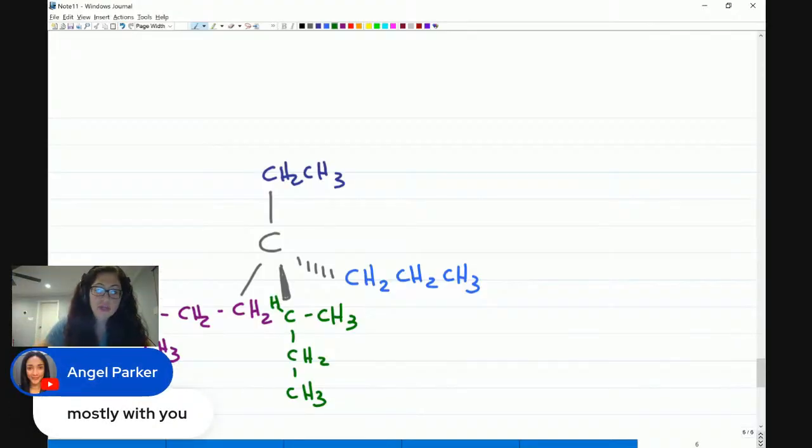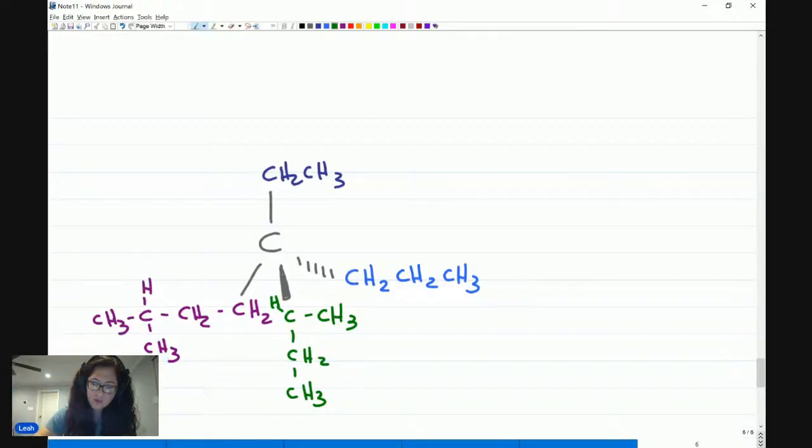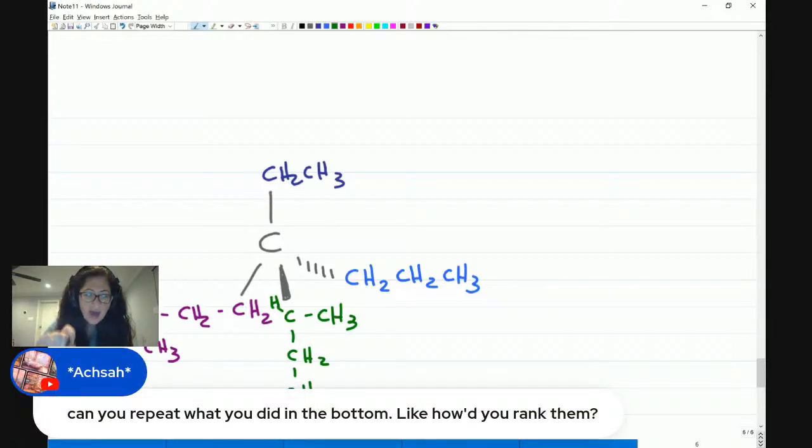Angel, challenge for you. Mostly with me means there's a little bit of confusion. Confusion builds, builds, builds. You're overwhelmed. What are you confused about? What is that one piece that's missing so that everything will click? That's what I'm looking for. Can you repeat what you did in the bottom, like how you rank them?